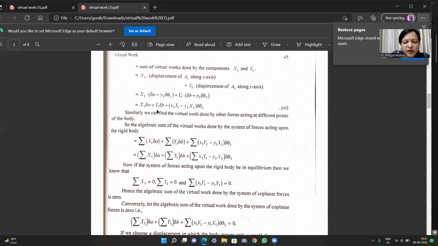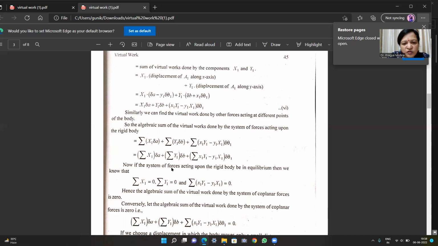This work done is by the force F1 acting at the point A1. So in same way, we have the force at other points, and now the algebraic sum of the virtual work done by the system of forces acting upon the rigid body will be the summation of all these forces. So sigma X1 delta A plus sigma Y1 delta B plus sigma (x1 Y1 minus y1 X1) delta theta 1. So we can write this equation in this form.